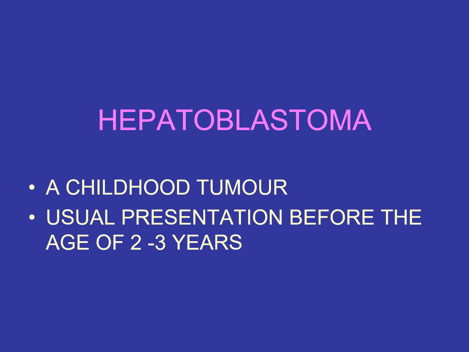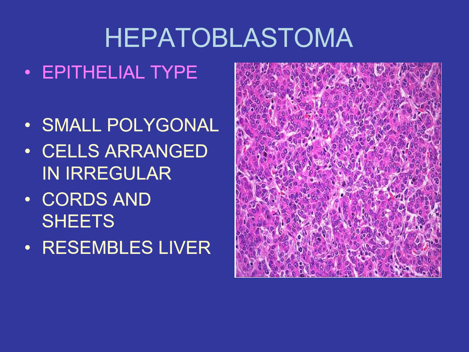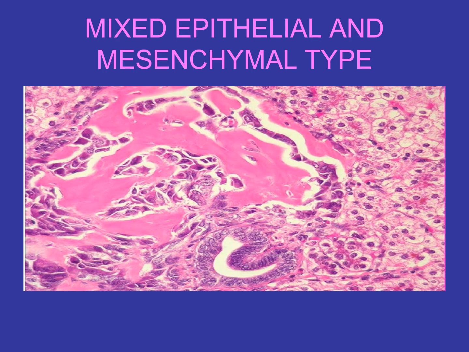Now coming towards hepatoblastoma, a small description was essential to make you familiar with it. This is a childhood tumor. Usual presentation is before the age of 2 to 3. The different types are the epithelial type, which is composed mostly of small polygonal cells arranged in irregular cords and sheets, and it resembles the liver. The mixed epithelial and mesenchymal type, as the name implies, is composed of epithelial as well as mesenchymal structures. You can see here I am going to encircle: this is the mesenchymal portion, and this is the epithelial portion. So it is composed of two portions.